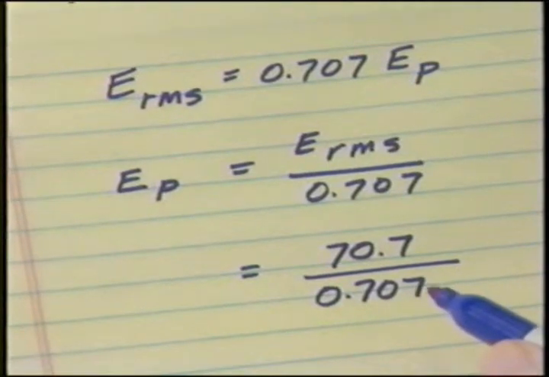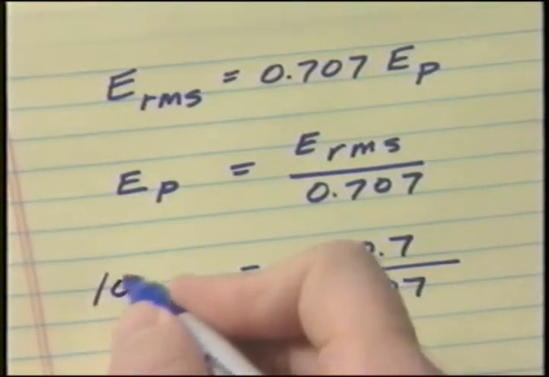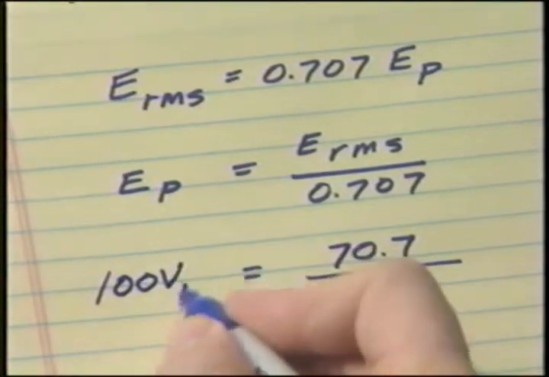This formula can be rearranged to find the peak value when the RMS value is known. Divide the RMS value of 70.7 volts by 0.707. This yields 100 volts peak. Distinguishing between RMS and peak values is important.